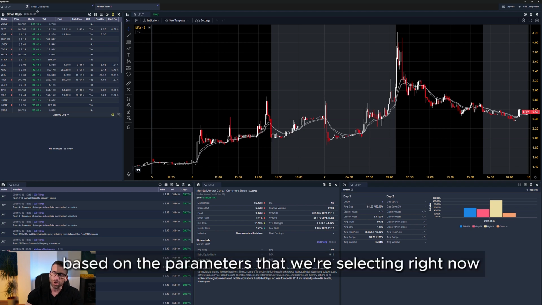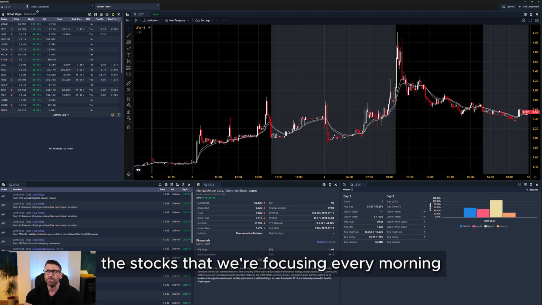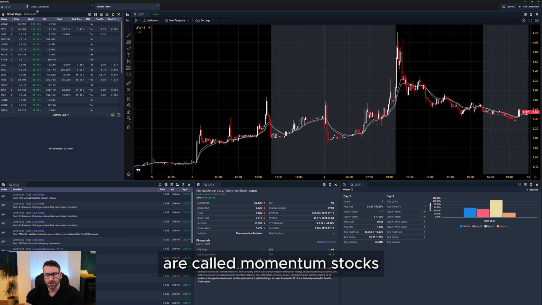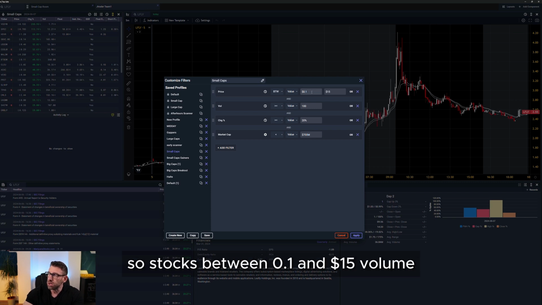So based on the parameters that we're selecting right now that I'm showing you, you will see that the stocks that we're focusing on every morning are called momentum stocks, stocks with high volatility. So this is a scanner, and over here you can see that I press filters, and I start selecting which stocks I'm interested in. So stocks between 0.1 and $15.